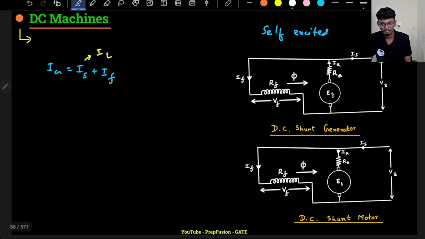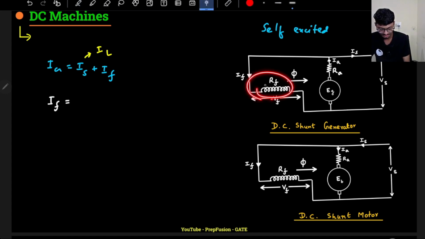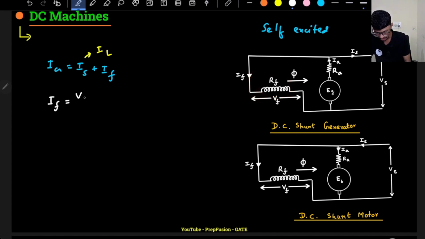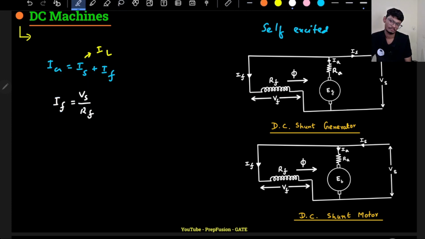Now this was the summation of current. What is the field current IF? If I assume this winding has a resistance RF, the field current IF will be equal to my supply voltage Vs divided by RF. That will be my field current IF. I hope you have understood this very basic point.